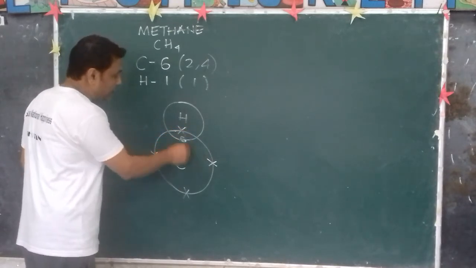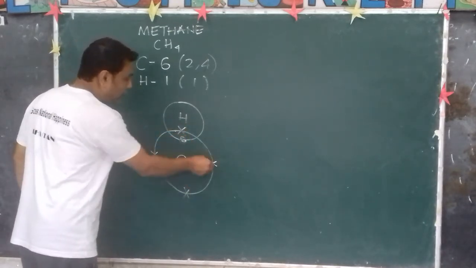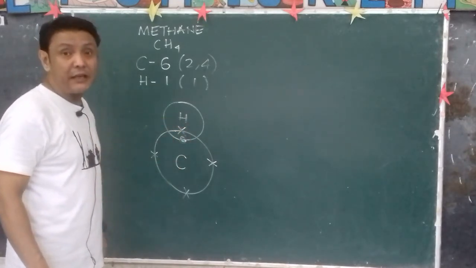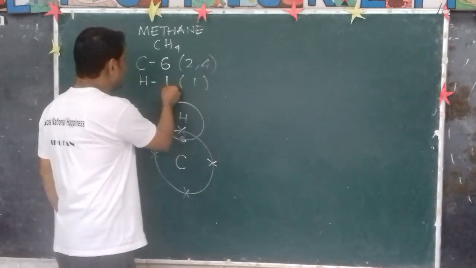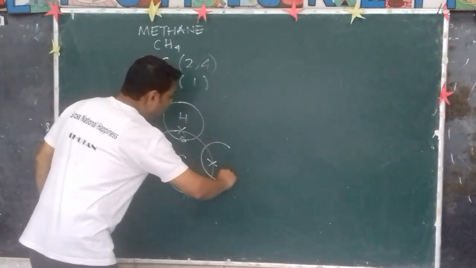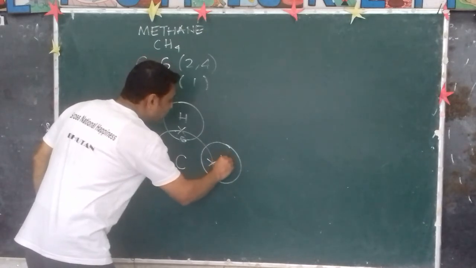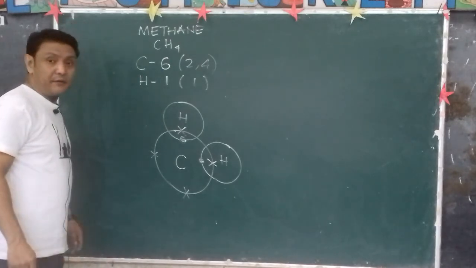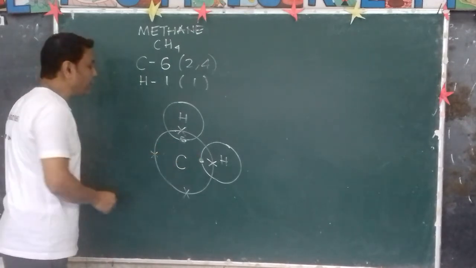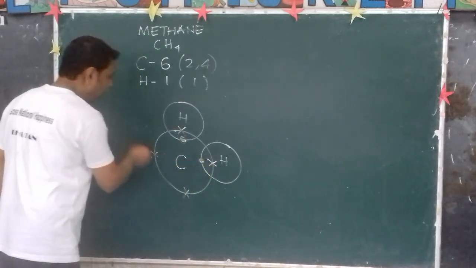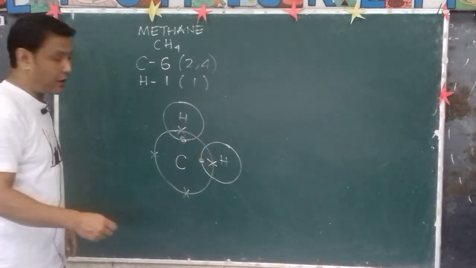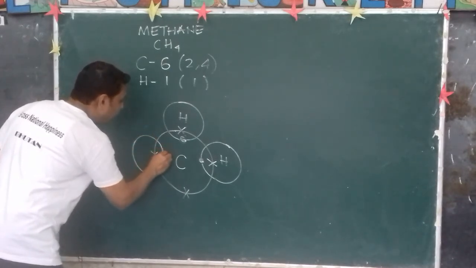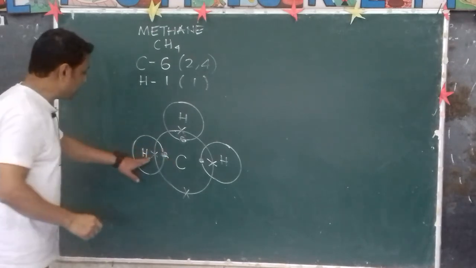Now, carbon, as we know, will have 1, 2, 3, 4, 5. After sharing one electron with one hydrogen atom, carbon will have 5 electrons. It needs 3 more. So another hydrogen atom will come and share its only electron with an electron of carbon. Similarly, now carbon will have how many electrons? 1, 2, 3, 4, 5, 6 electrons. Carbon needs 2 more.